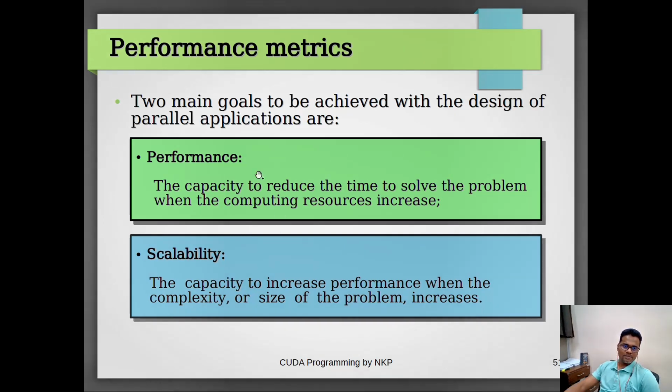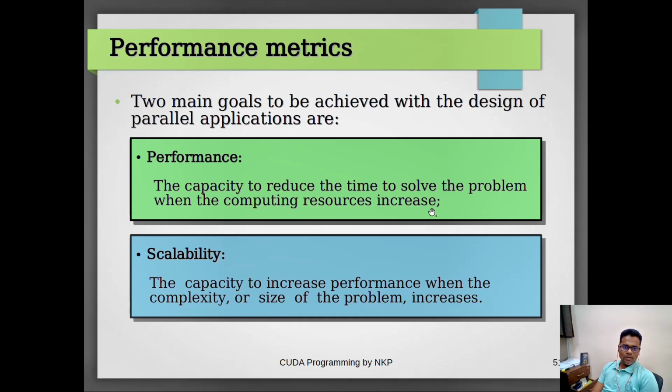Performance is nothing but simply the capacity to reduce the time to solve the problem when the computing resources are increased. That means as we go on increasing the computing resources, the time required to solve that problem must be reduced, and that is nothing but the performance.